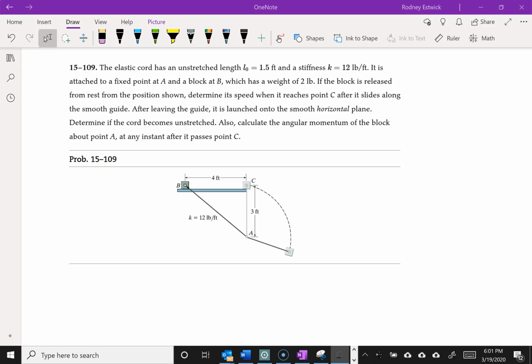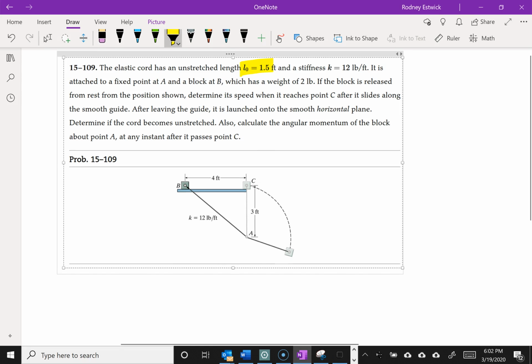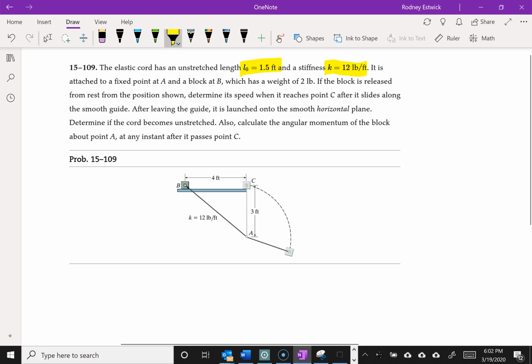Okay, here we are, another example problem for angular momentum, 15-109, problem in Hibbeler. It goes like this. An elastic cord has an unstretched length of 1.5 feet and a stiffness coefficient of 12 pounds per foot. That's a force, pounds force. It's attached to a fixed point at A and a block B, which has a weight of 2 pounds.